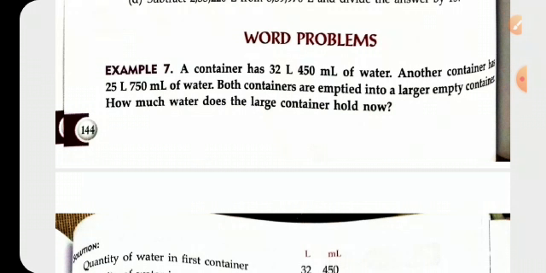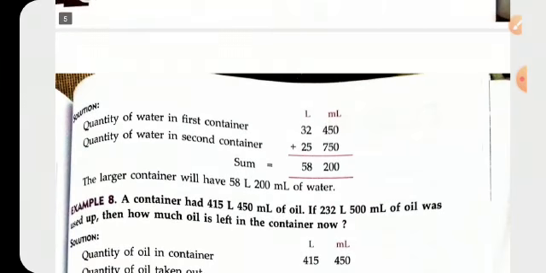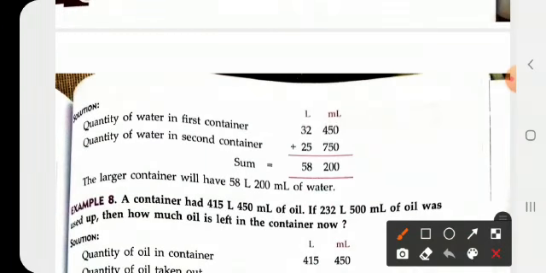First problem that we have, that is shown over here, is example number 7. Look at it. A container has around 32 liters and 450 milliliters of water. Another container has 25 liters and 750 milliliters of water. Both the containers are emptied into one single container. What will be the total capacity of that container? So we have to simply add it, and we have already done the addition over here.